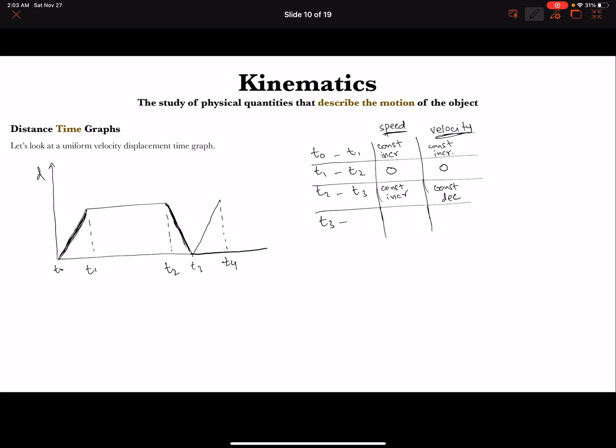So from T3 to T4, one thing's for sure, the gradient is increasing, right? So it's going up. It doesn't matter if the gradient's positive or negative. The speed has to increase, but it's what we have to look for. Is it constant? Yes. So it's constantly increasing. But what about velocity? Well, think about it this way.